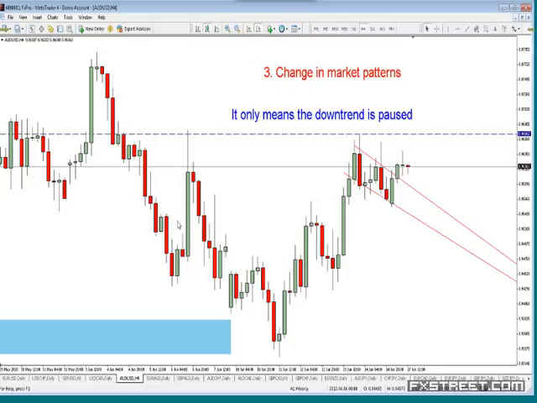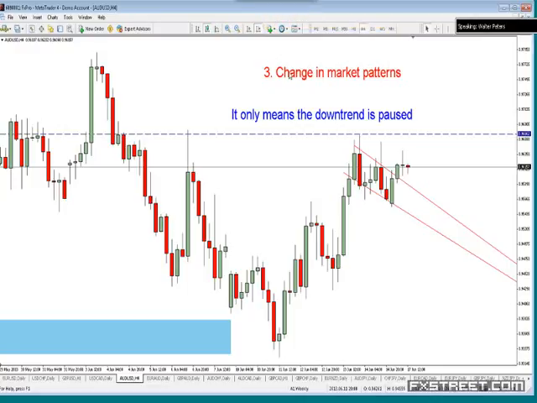Same thing when we look at the higher time frame. Doesn't mean it's going to rip off 2,000 pips in the other direction. It only means that the downtrend or the uptrend is now paused, and at the very least, it's in a retracement phase, but it certainly isn't continuing in the direction of the trend.